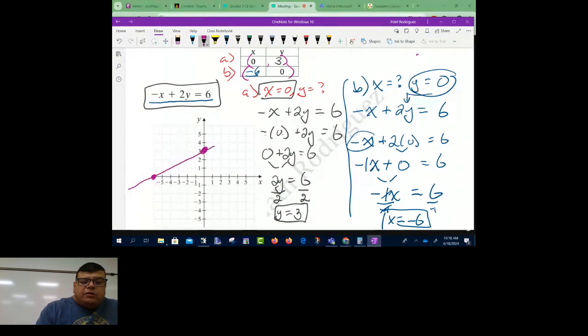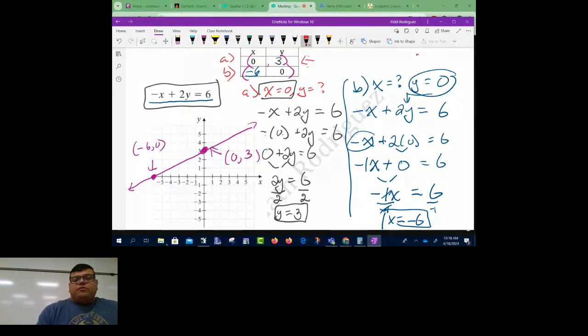And y'all, we're going to go like this. And there's my line, right? And again, if I were to think about, hey, what are the coordinates of that point? That's -6 and 0, right? And if I were to think about, hey, what are the coordinates of that point? That's the point 0 and 3.